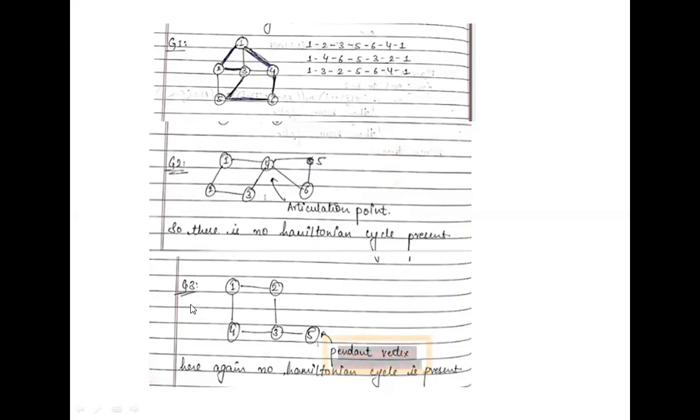Okay, so coming to G3, in this example we have the vertex 5. So we cannot here, see here.